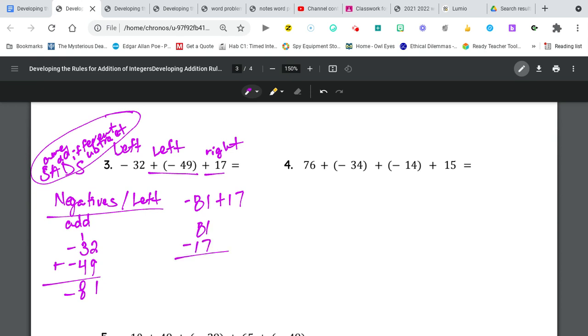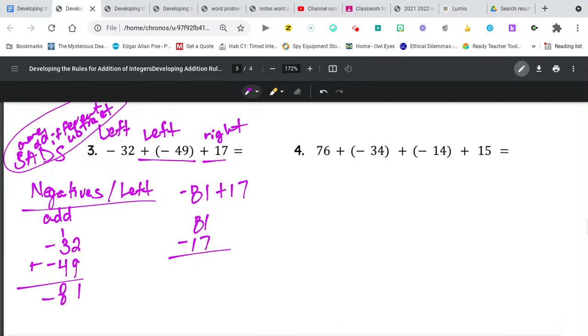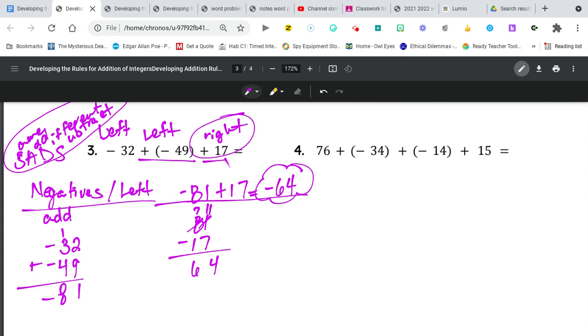I'm going to have to regroup because I cannot start off with 1 and take away 7. So that becomes a 7. That becomes an 11. So it's 4 and 6. But it's more negatives than positives, or I could say it's more to the left than it is to the right. So the answer is negative 64. And that plus 17 came from right here, guys. 17 to the right. Okay?